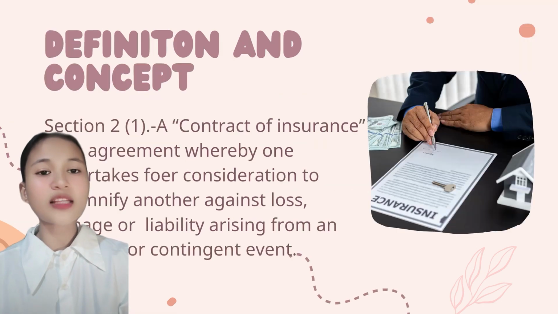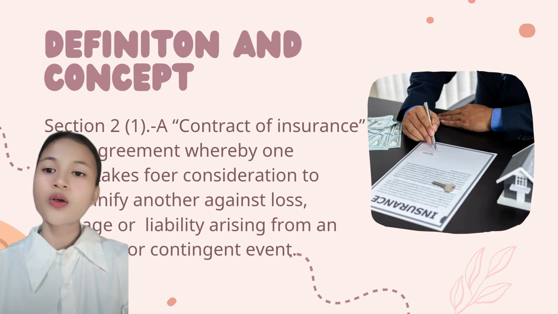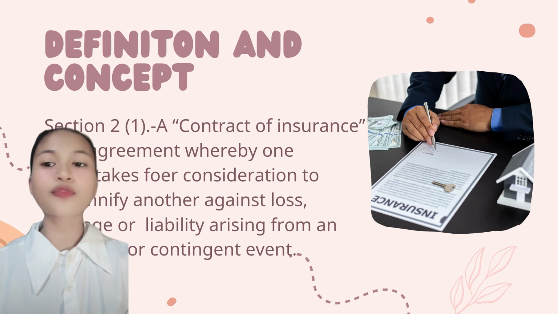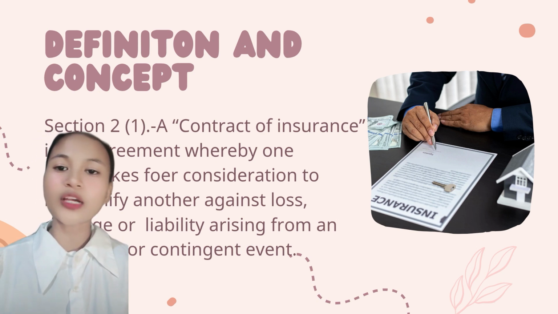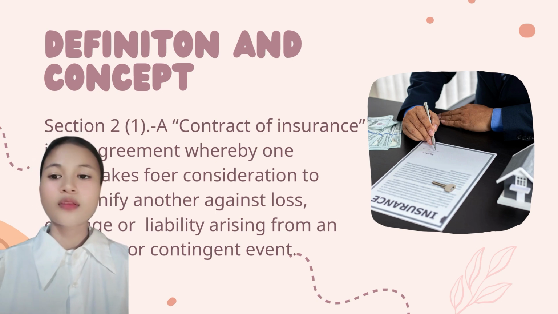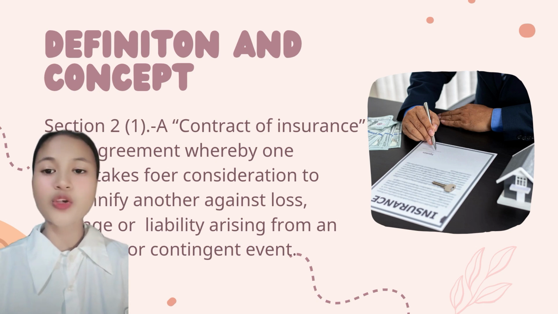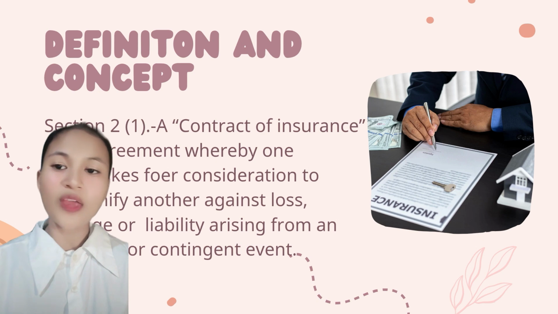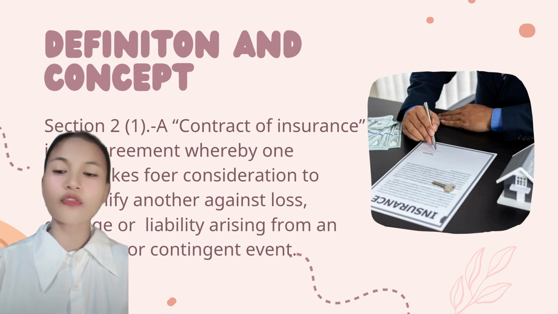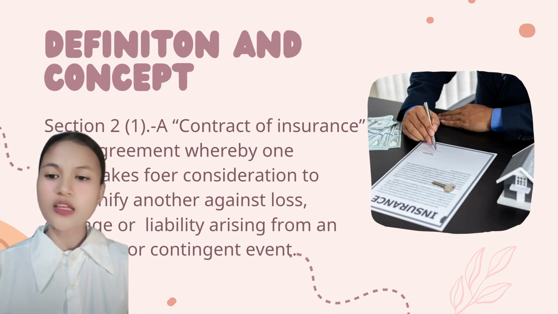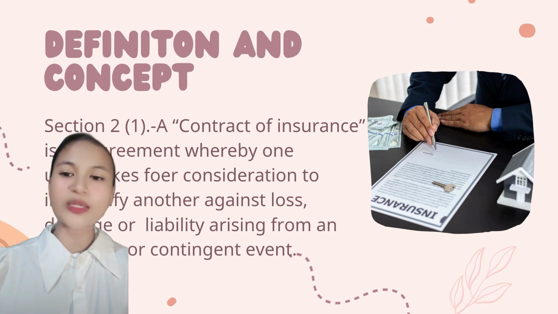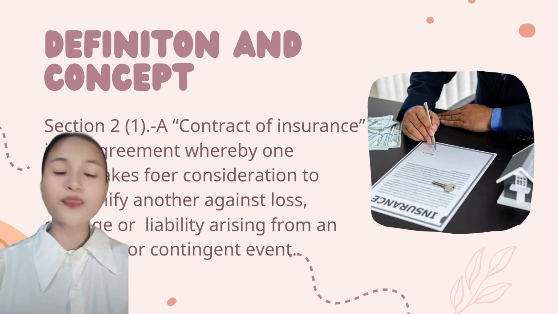For our first topic, the definition and concept in the law, Section 2: a contract of insurance is an agreement whereby one undertakes for a consideration to indemnify another against loss, damage, or liability arising from an unknown or contingent event. The essential elements of an insurance contract are: first, the insurable interest; second, the existence of risk; next, the assumption of such risk by the insurer; next, the said assumption being part of the general scheme to distribute actual losses among those bearing similar risks; and next, the payment of premium.